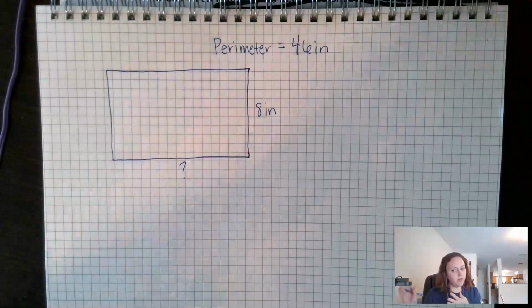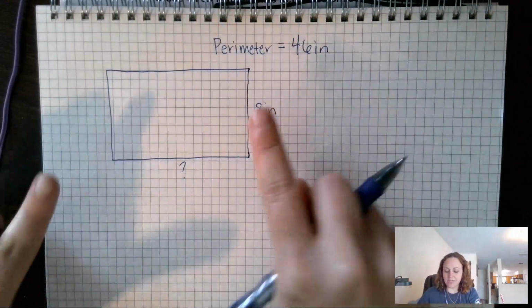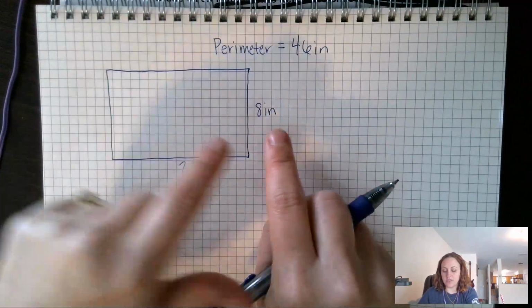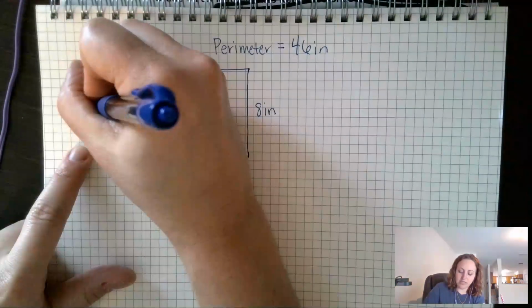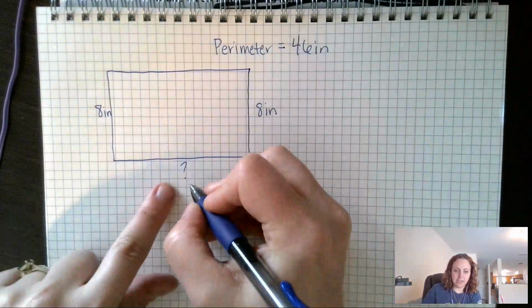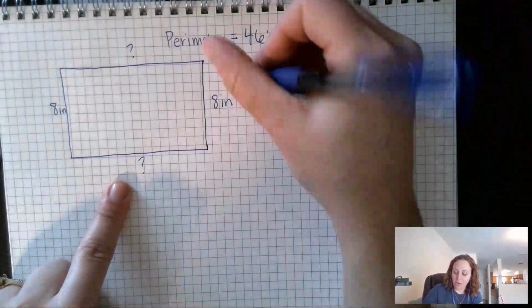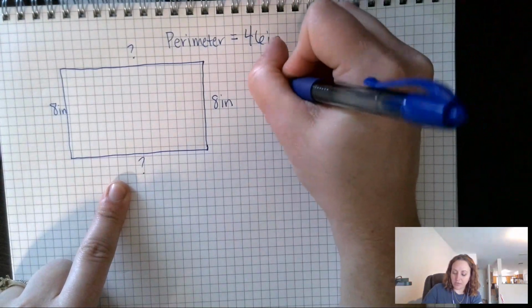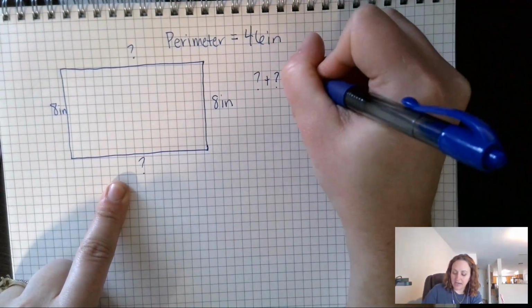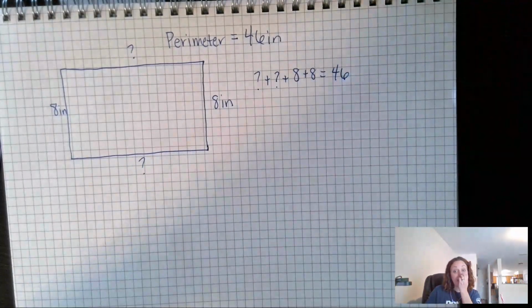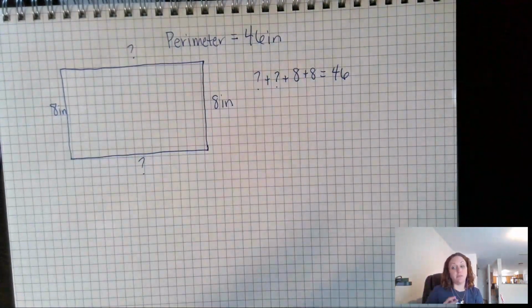We know when we learned about quadrilaterals that on a rectangle, these two sides are the same and these two sides are the same. So if this side is 8 inches, so is this side. And if this side is question mark, so is this side. And if I add all those together, question mark plus 8 plus 8, I'm going to get 46. So I'm going to take what I know and use it to find what I don't know.